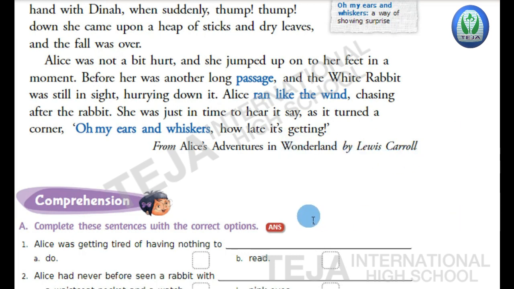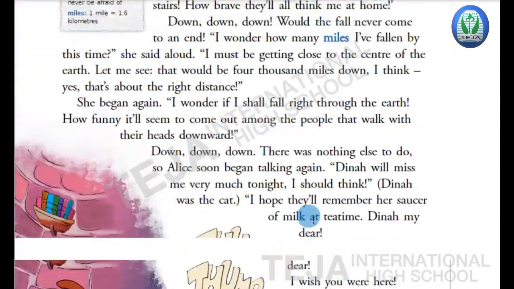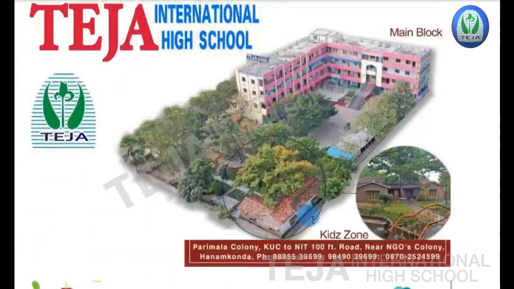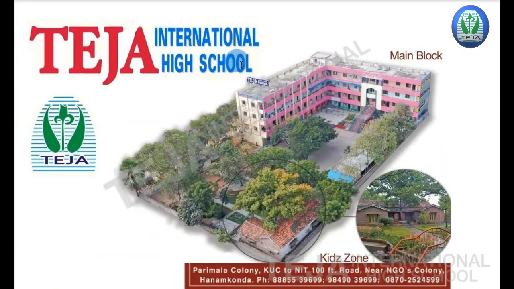Okay, children? Now that is about the lesson. Now with this, we'll close today's session. Now coming to today's homework, children. Read lesson 3, Down, Down, Down. Read lesson 3, Down, Down, Down.